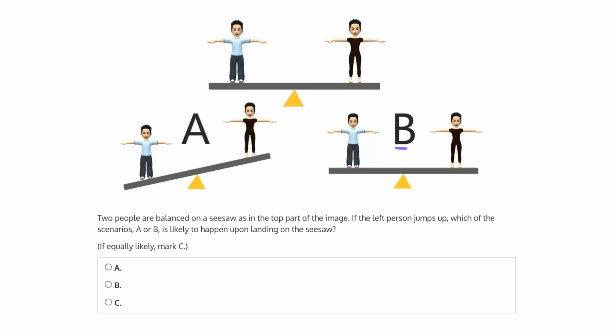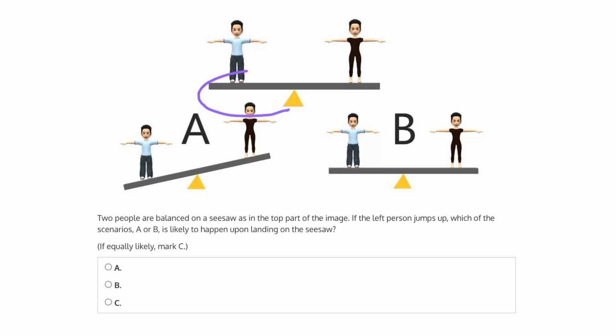on the right? Is it B, where we see essentially the exact same thing that we see in the top part of the image, where the person on the left and the person on the right are balanced on the seesaw? Or, if A and B are equally likely, then mark C.